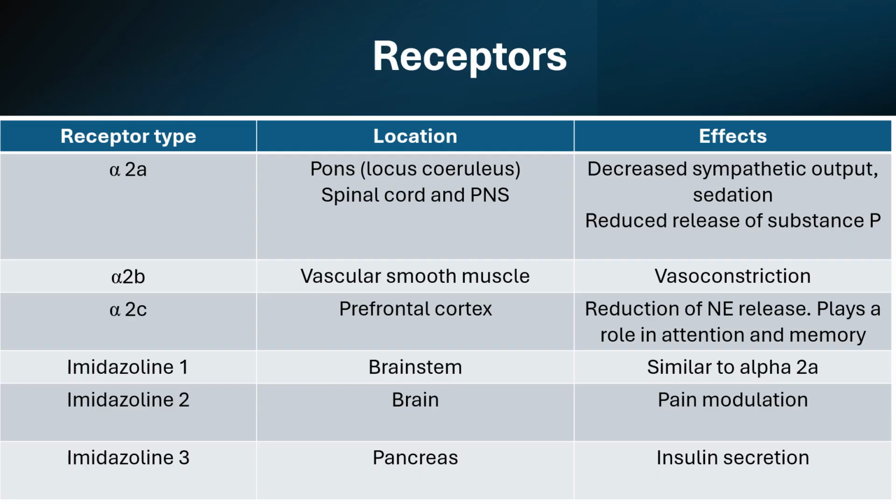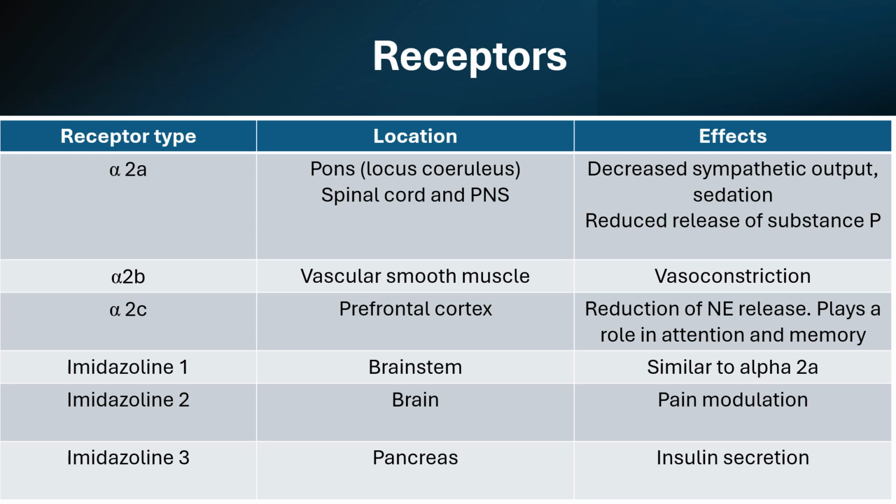Let's review relevant receptors such as alpha-2A, alpha-2B, alpha-2C, imidazoline 1, 2, and 3. Alpha-2A and imidazoline 1 receptors are very similar in terms of the location and action. The effects of those receptors lead to reduction in sympathetic output, sedation, and analgesia.